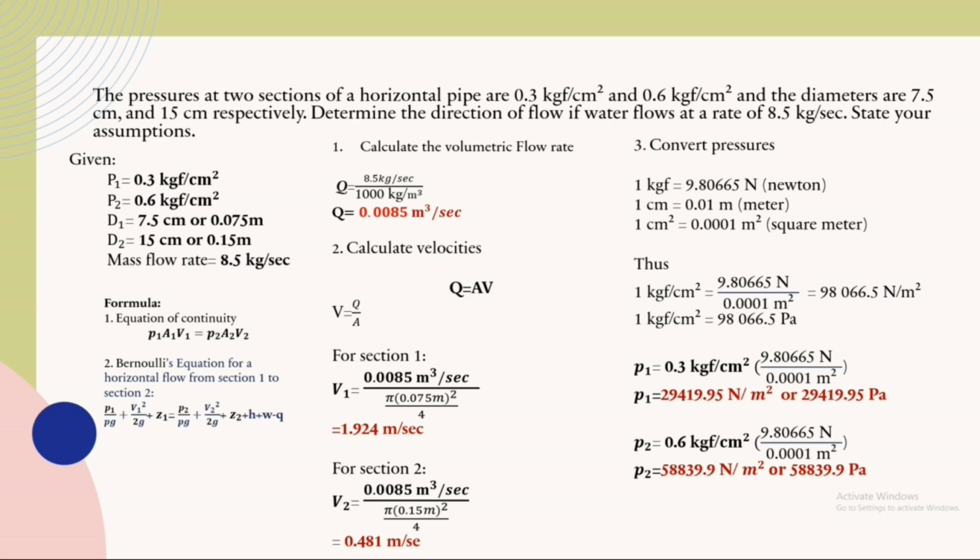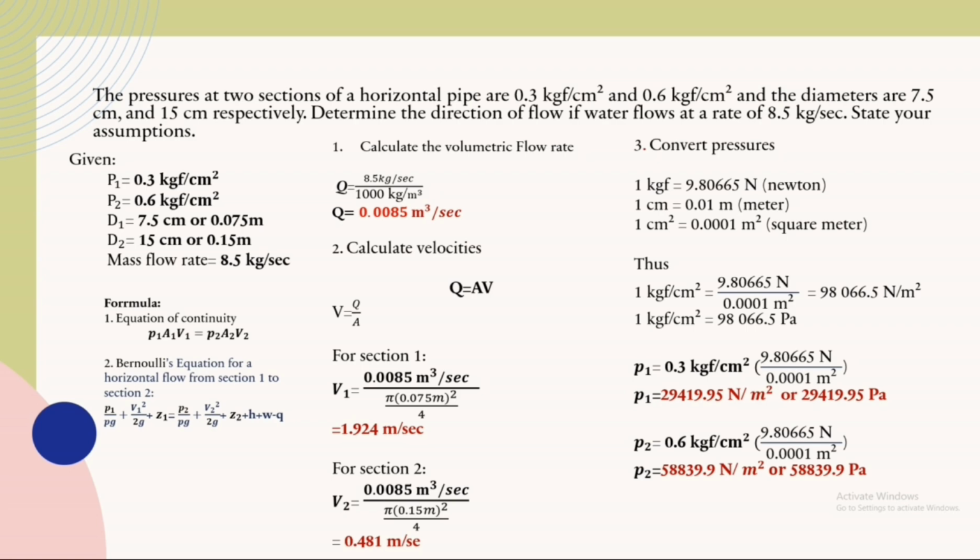Next, we will convert pressures. 1 kilogram force is equal to 9.80665 Newton. 1 centimeter is equal to 0.01 meter. 1 centimeter squared is equal to 0.0001 meter squared. Thus, 1 kilogram force per centimeter squared is equal to 98,066.5 Newton per meter squared.